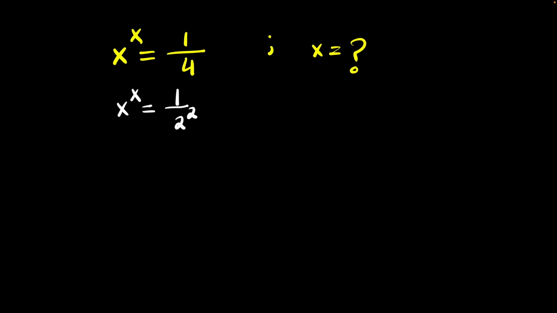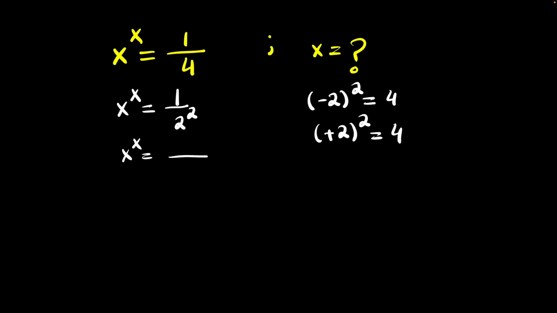So, as we know, negative 2 to the power of 2 is equal to 4. And also, positive 2 to the power of 2 is also equal to 4. So here, I'm going to change the form of 2 to the 2. I'm going to write instead 1 over minus 2 to the power of 2.